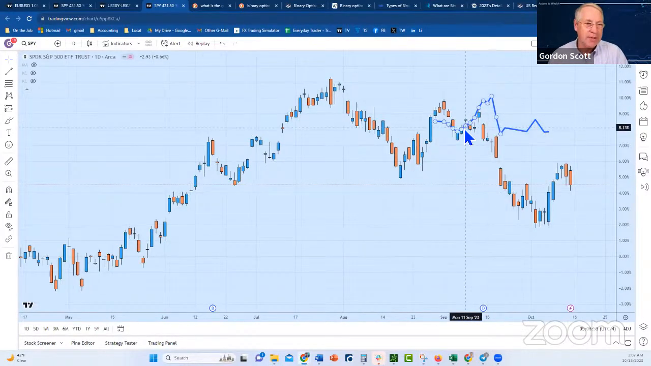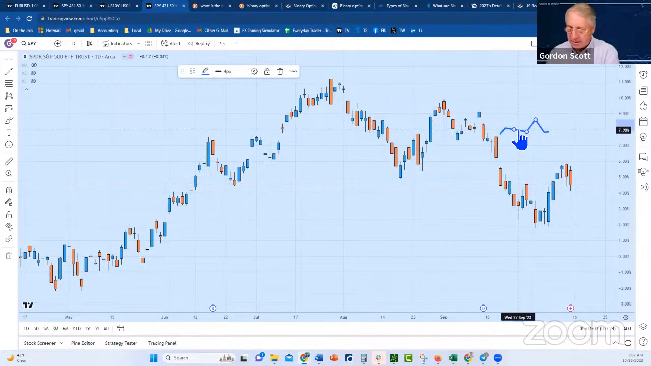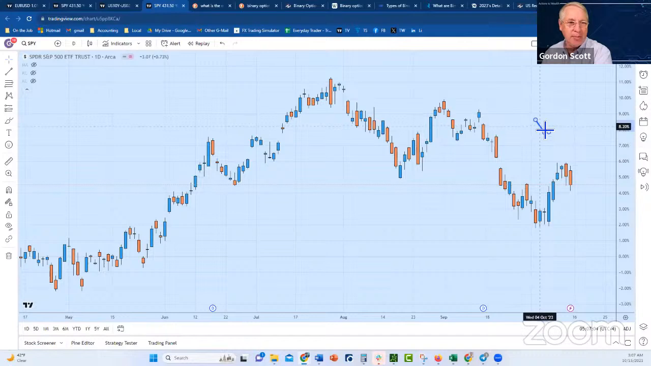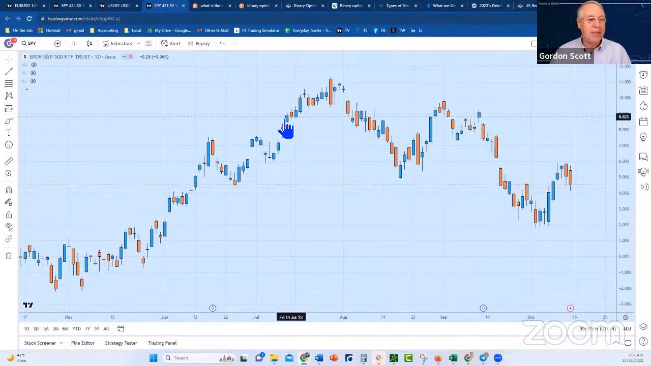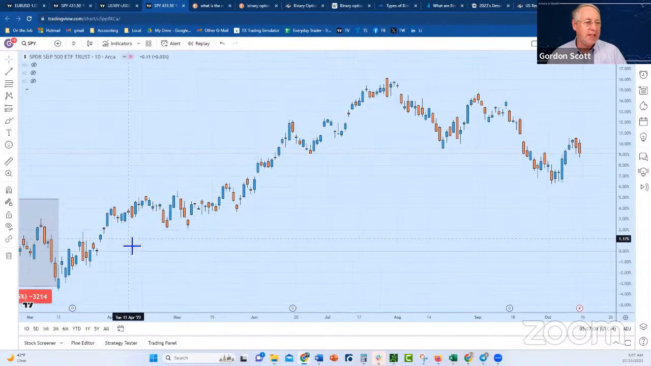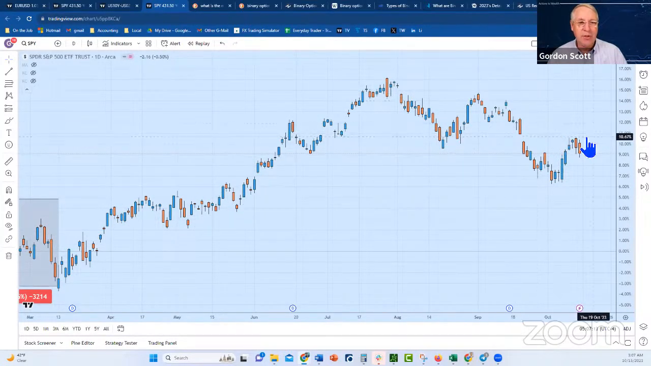Let me remove these lines here. It is actually looking pretty bearish. See how we've seen this thing go up, come back down, and make 2 lower highs. Last week it looked like we were going to rebound, but we ended up just turning, and maybe that's a lower high going forward from here, right?